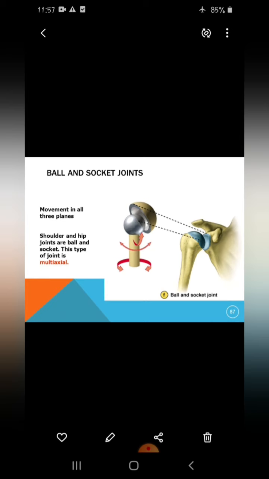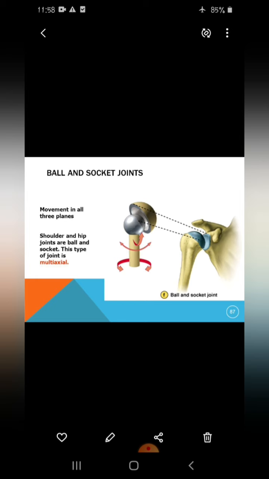The rounded end of one bone fits into the cavity of the other bone. The bowl is also a bone, and the ball is also a bone. So the rounded end of one bone fits into the cavity, that is, the hollow space of the other bone. Such a joint allows movements in all directions. You can rotate the ball in all directions, isn't it? This is an example of a ball and socket joint.